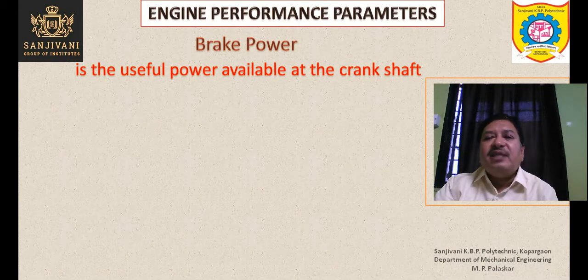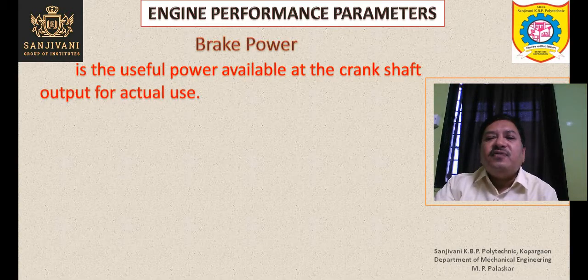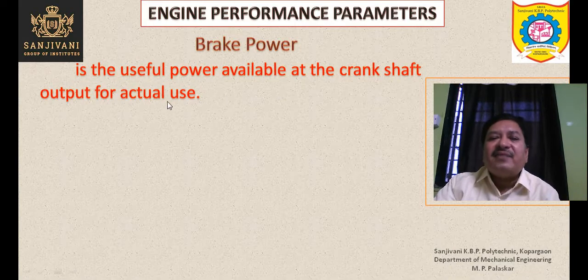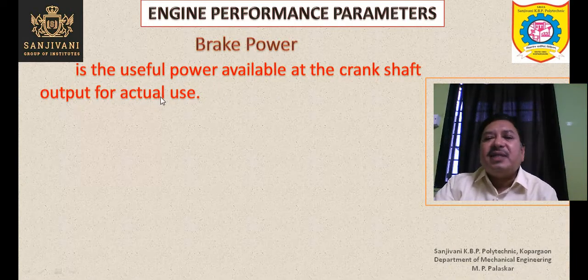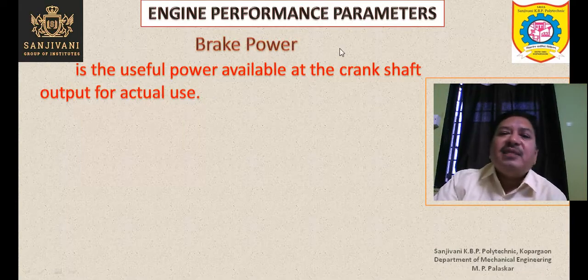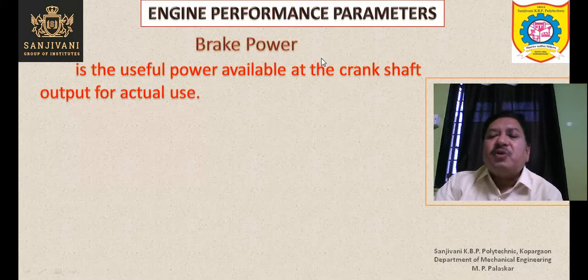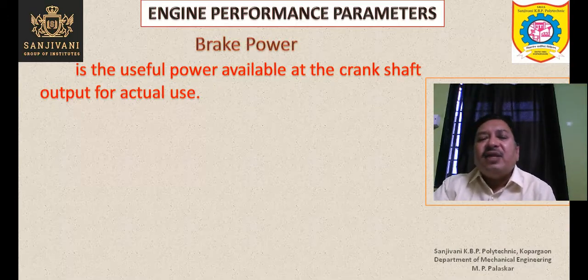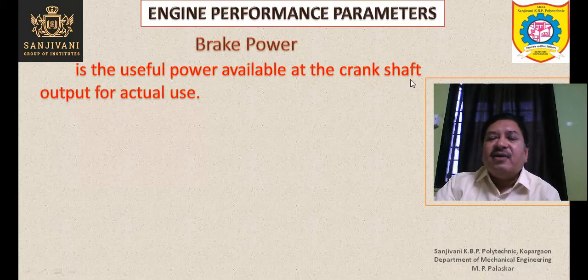Now let us define the brake power. Brake power is the useful power available at the crankshaft. So whatever is the useful power, the power output at the crankshaft, which is the actual power present at the output of the crankshaft and which is useful, that power is nothing but the brake power. So all the power which is produced inside the engine cylinder will not be available at the crankshaft, will not be useful, and therefore this power is less than the indicated power.